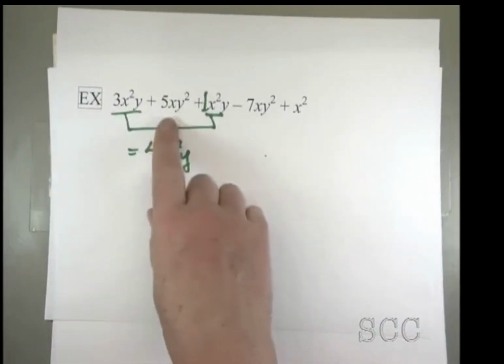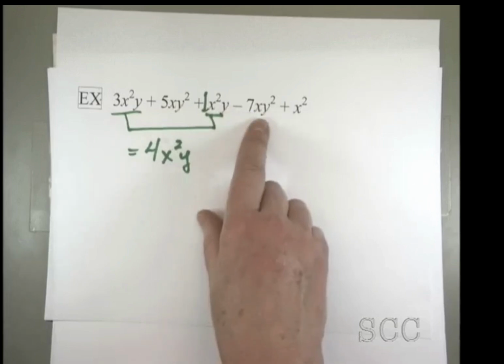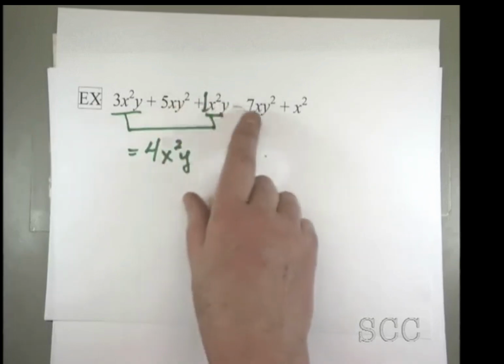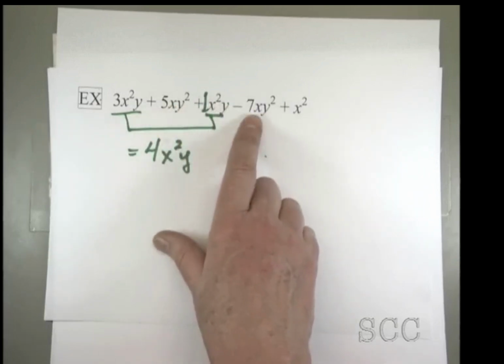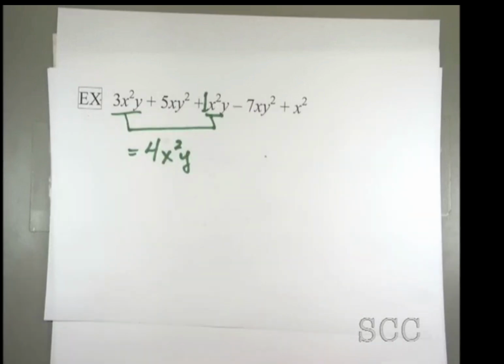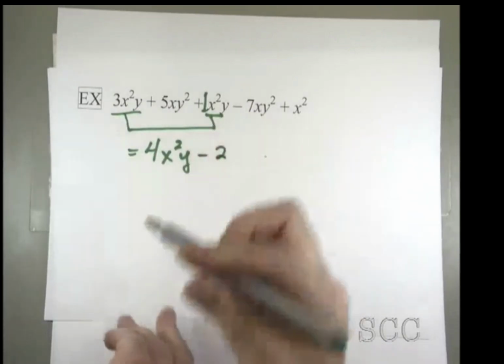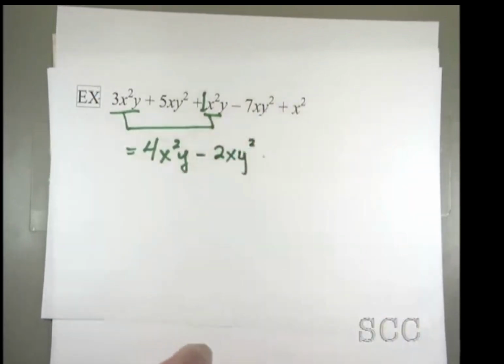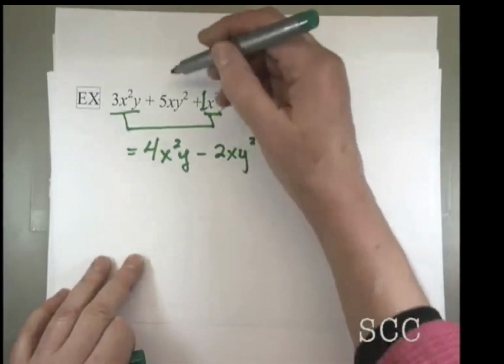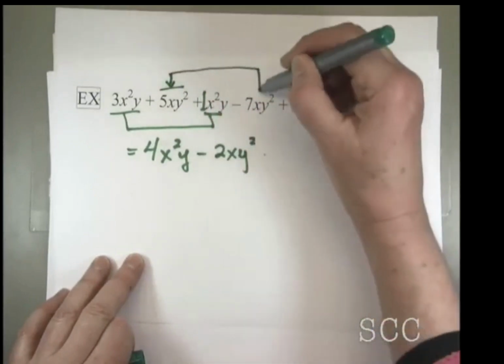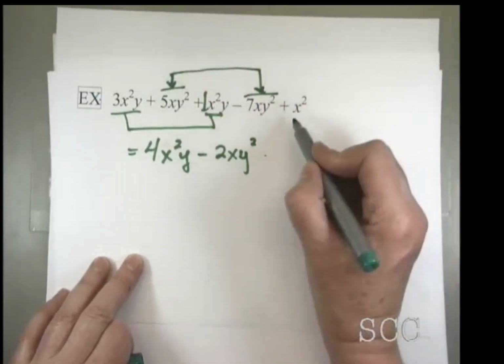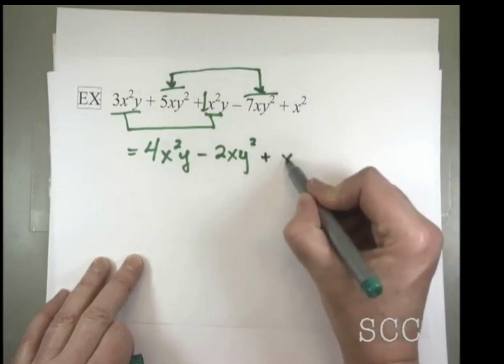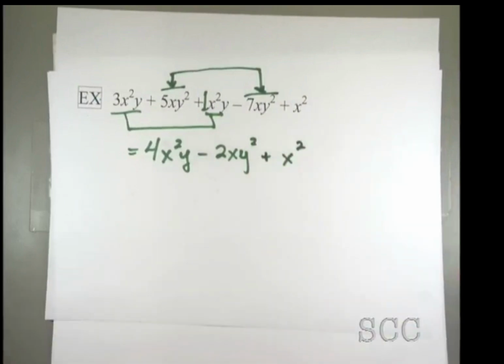So similarly here, 5xy squared minus 7xy squared. It's like having 5 oranges minus 7 oranges. And I know you can't have negative 2 oranges, but in algebra we can have negative 2 things. Minus 2 of those things. What are those things? They're those xy squared things. The thing doesn't change just because you took some of them away. So I combined those two. And then last, the x squared, there's no one like him, so he just stays as he is.